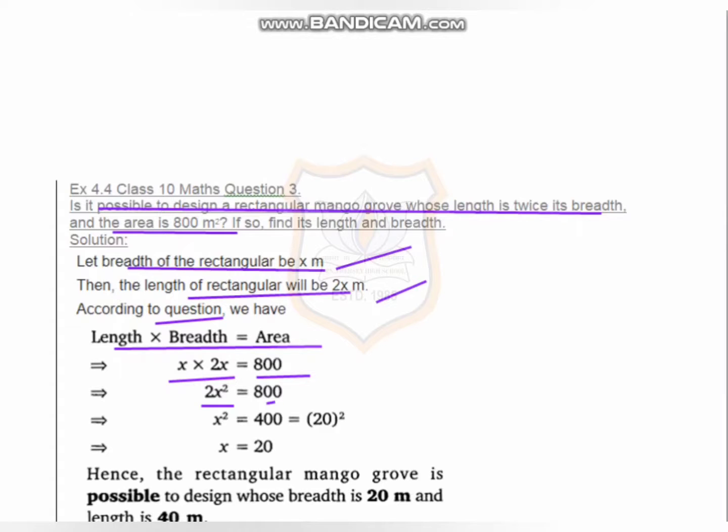So 2x square equals 800. So x square is equal to 800 by 2. So we get x square equals 400. 400 is the square of 20. So the value of x equals 20. So the rectangular mango grove is possible whose design breadth is 20 and length is 40 meter.